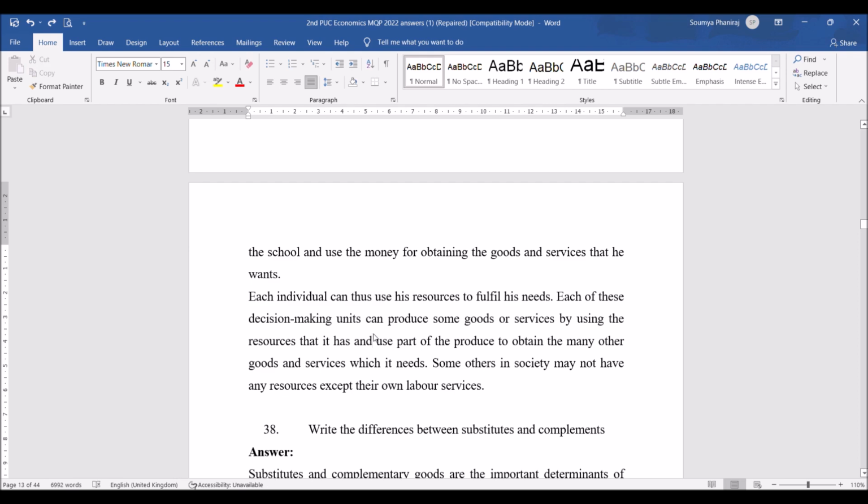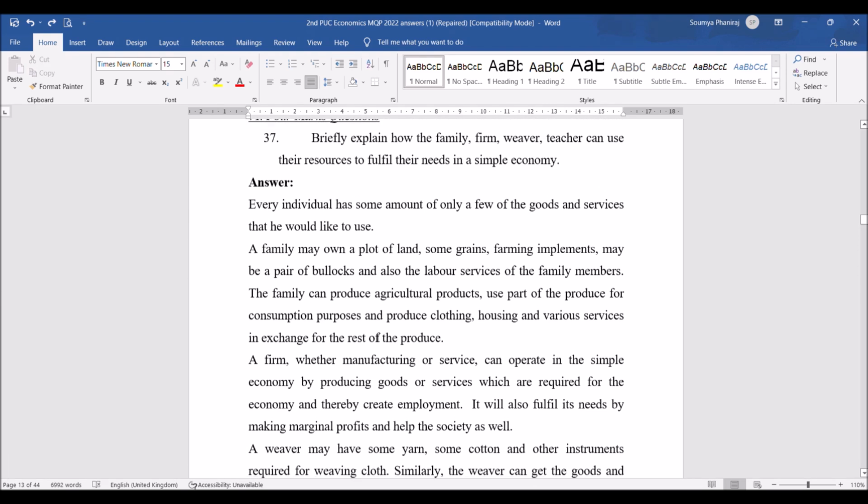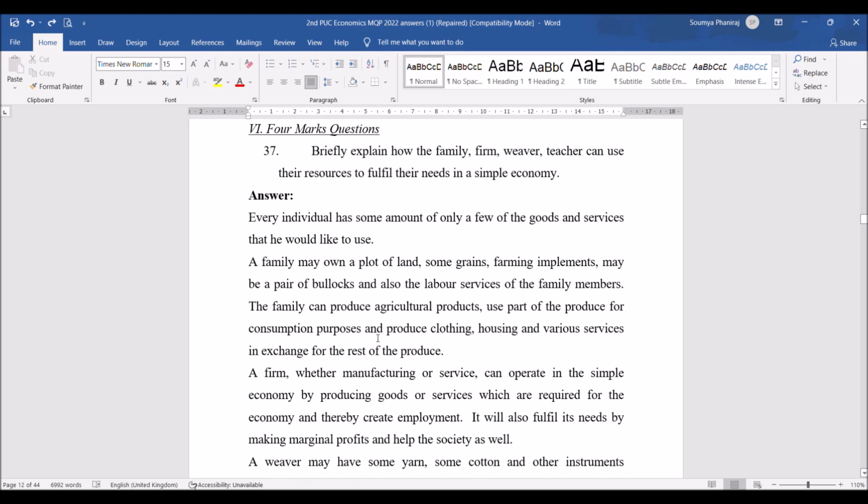Even though it is 4 marks, you have to follow this format, which is actually a good practice, which will help fetch you full 4 marks. So here if you can see the answer, it says every individual has some amount of only a few of the goods and services that a person would like to use.